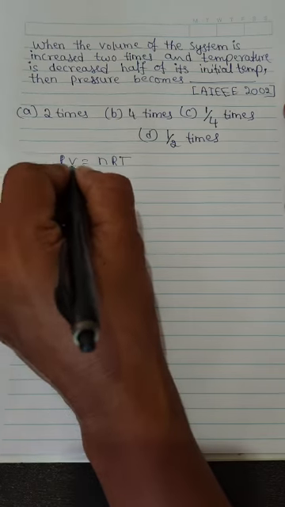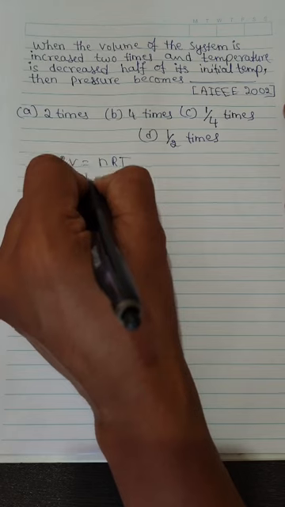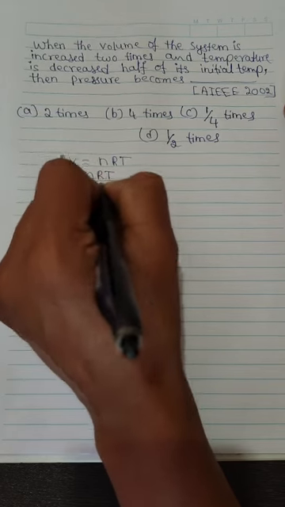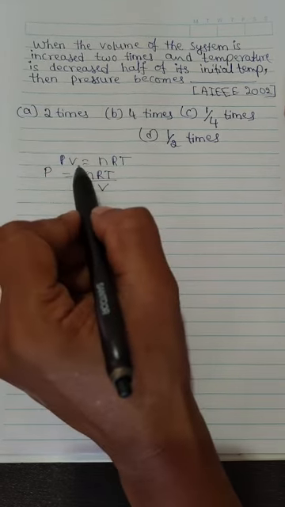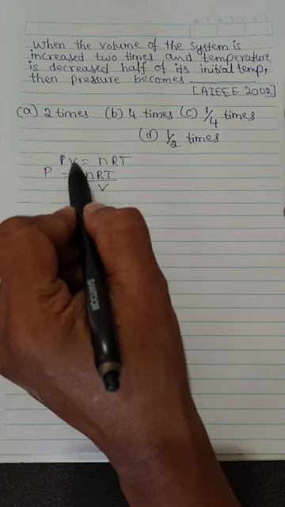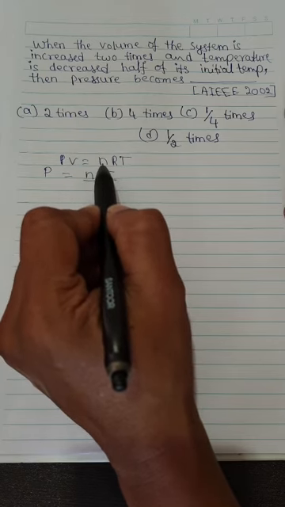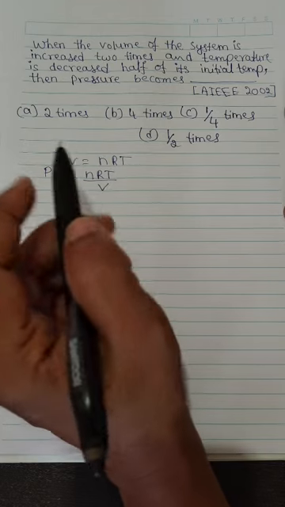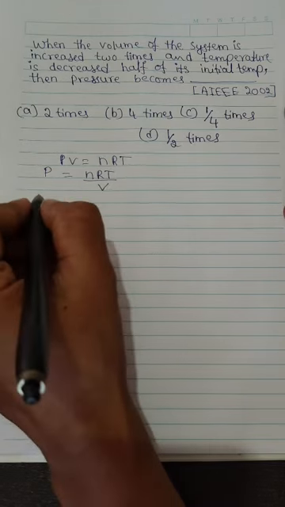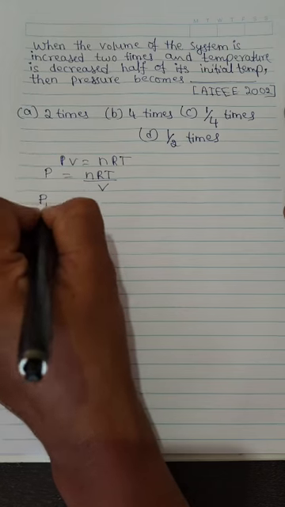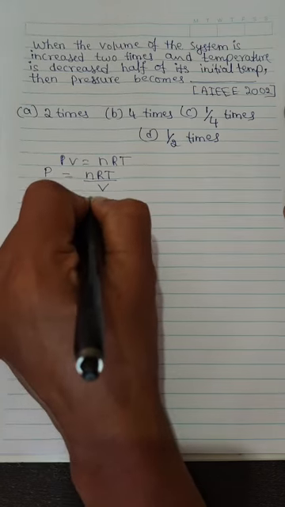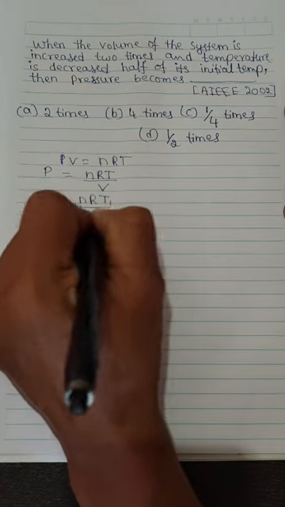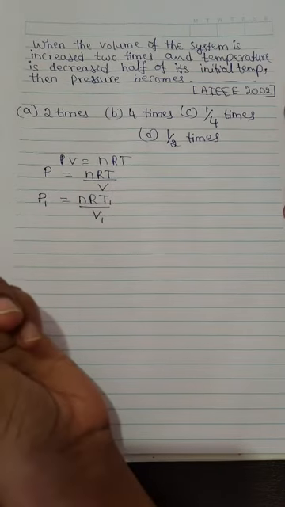I will rearrange the equation as P is equal to nRT by V, where P is the pressure, V is the volume of the system, n is the number of moles, R is the universal gas constant and T is the temperature. Okay. So for initial pressure, P1 is equal to nRT1 by V1.